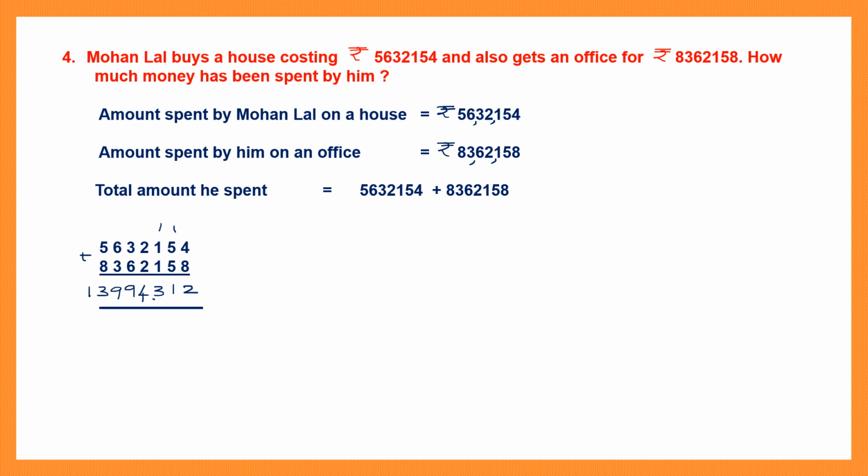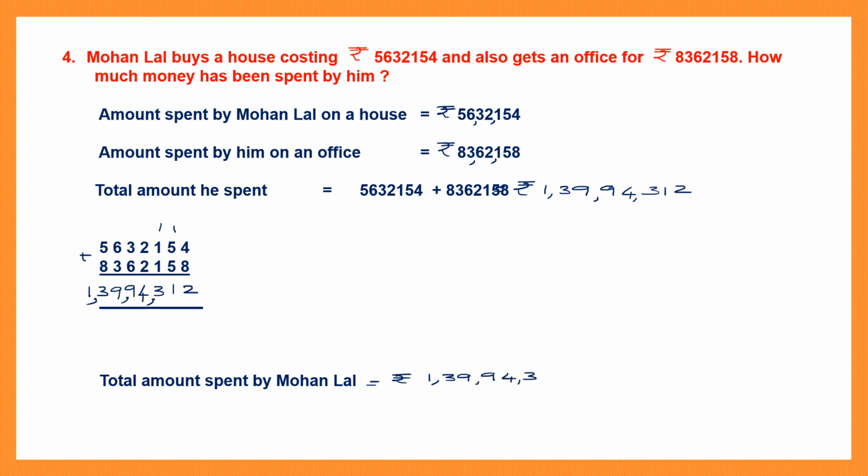Let's place our commas. We have a comma, one more and one more. Now let's read. This is 1 crore 39,94,312. So the total amount he spent was 1 crore 39,94,312. Let's write that down here. Total amount spent by Mohanlal is rupees 1 crore 39 lakh 94,312.